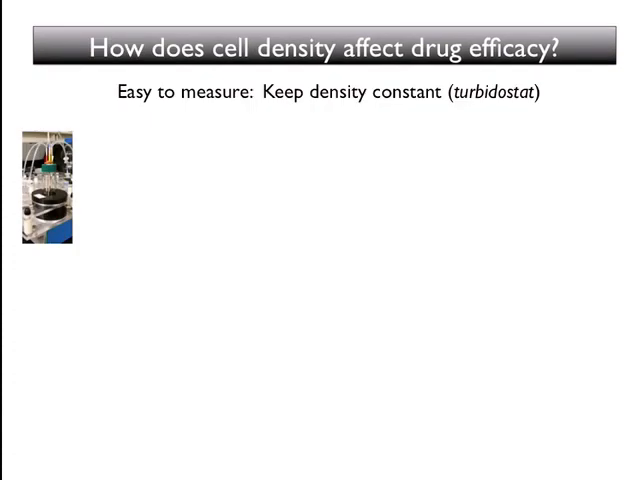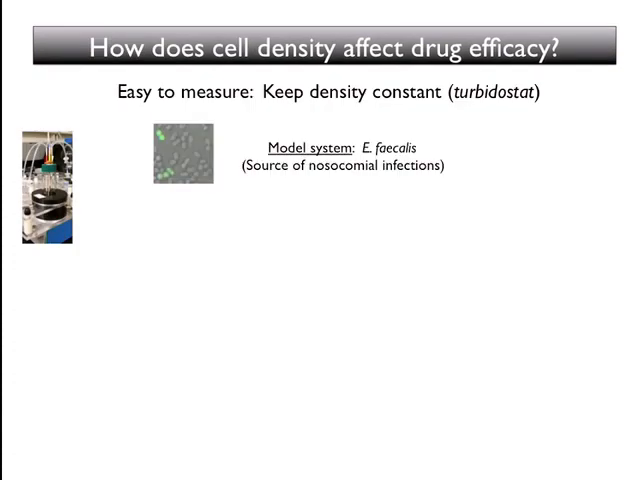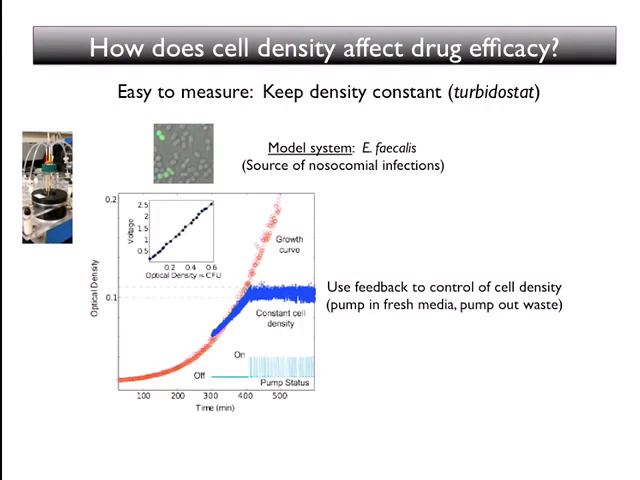It turns out that's really easy to measure in one of these instruments. Our model system is Enterococcus faecalis, a source of hospital-acquired infection. What we do is we use feedback to control the cell density. This red one is just a typical growth curve. The blue one is a growth curve where we said, hold it at a particular density. And it's very simple: all we do to hold it there is pump in fresh media and pump out some of the cells.